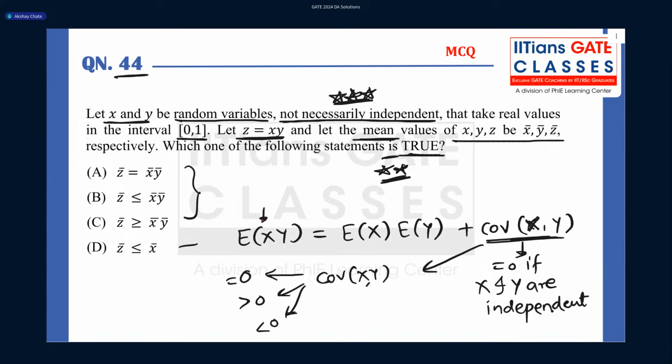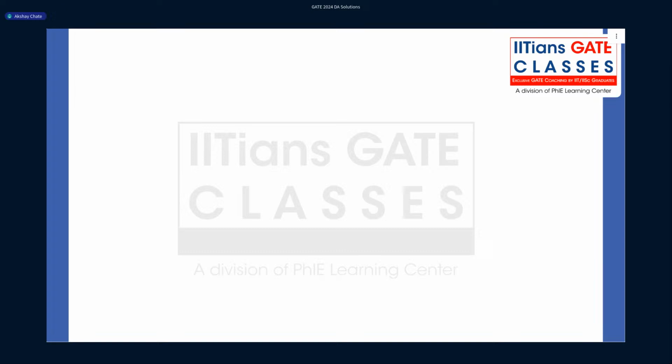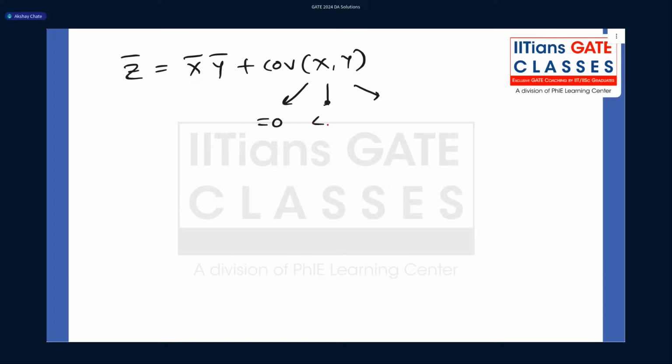So this expectation of xy is nothing but your z bar, and this expectation of x is your x bar, expectation of y is your y bar, plus covariance of x comma y. So I'll write it in a different slide here. So what you have is z bar is x bar into y bar plus covariance of x and y. And there are three options. It can be equal to 0, less than 0, or greater than 0. In the question it is not clear what should be the covariance of these variables.